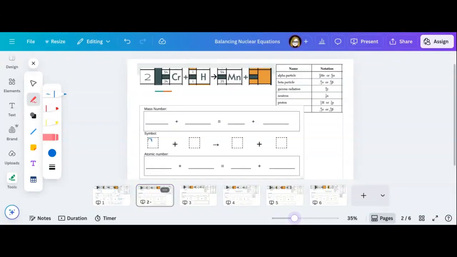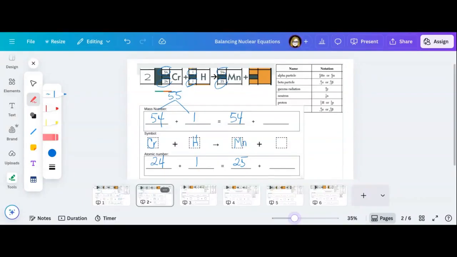So we're going to do the same thing. We're going to put Cr, H, Mn. We're going to put our mass numbers in, 54, 1, 54. Our atomic numbers, 24, 1, 25.